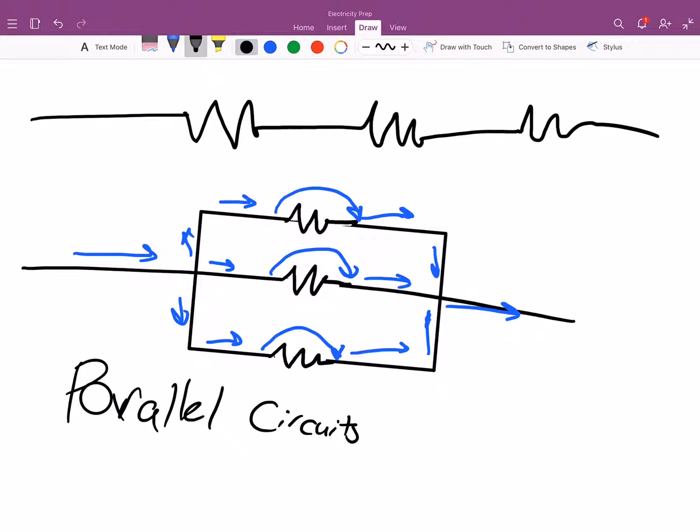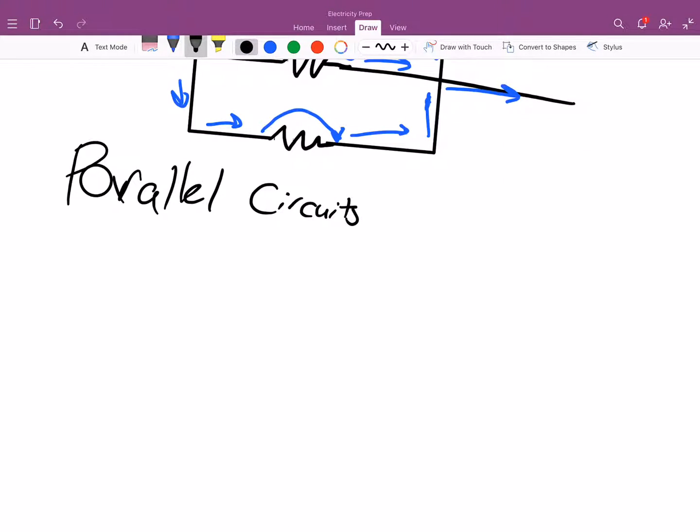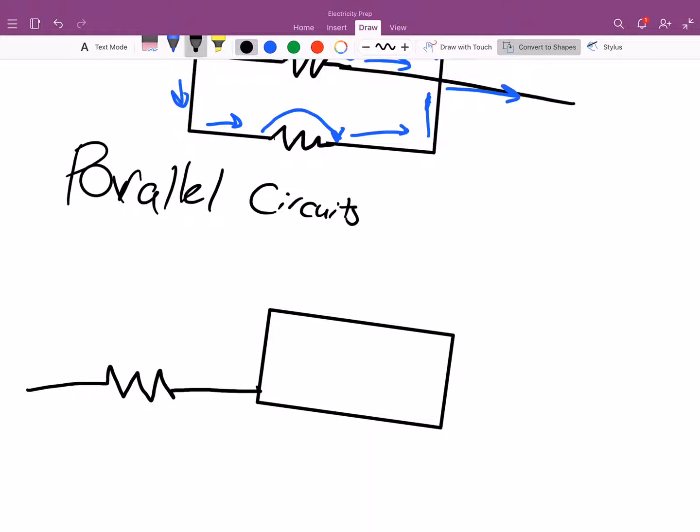You can have cases where you have a serial circuit accompanied with a parallel based circuit. Such as this diagram. So you can have a combination here.